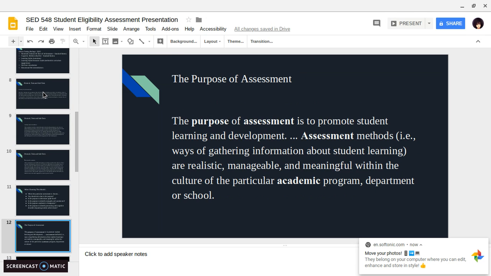The purpose of assessment in general is to promote student learning and development. Assessment methods and ways of gathering information on student learning are realistic, manageable, and meaningful within the culture of the particular academic program, the department, or school.